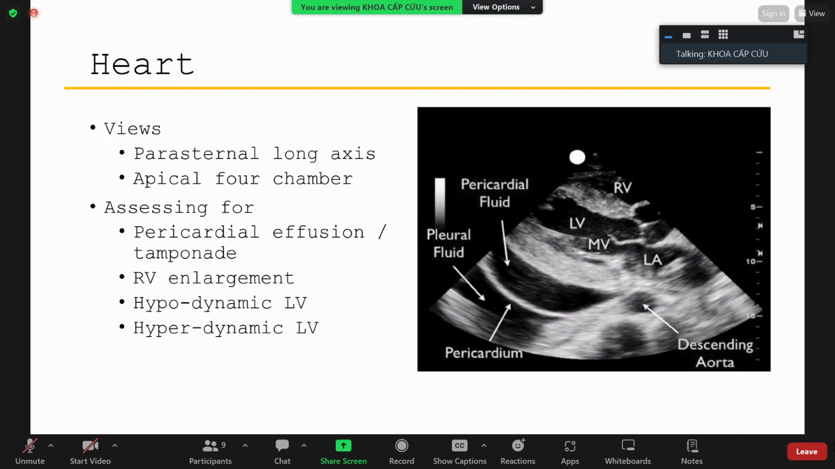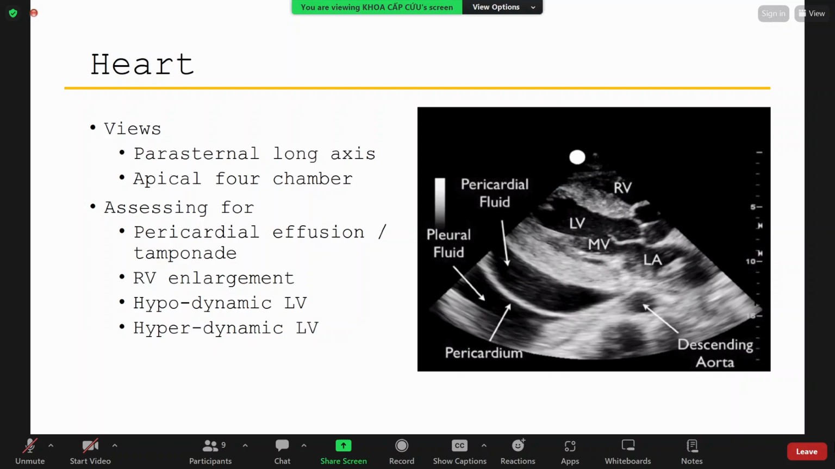What might right ventricular enlargement indicate on an ultrasound? Yeah, be concerned for a pulmonary embolism. So if a patient has a pulmonary embolism and they have a lot of right heart strain, the right side of their heart is working really hard to push that blood past the pulmonary embolus. It's going to dilate and look really big. And we'll talk about that in a couple more slides.